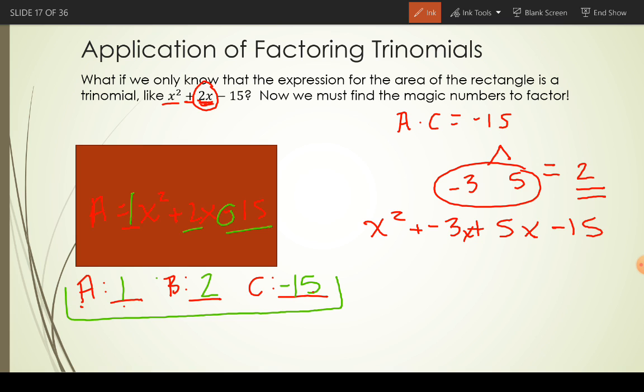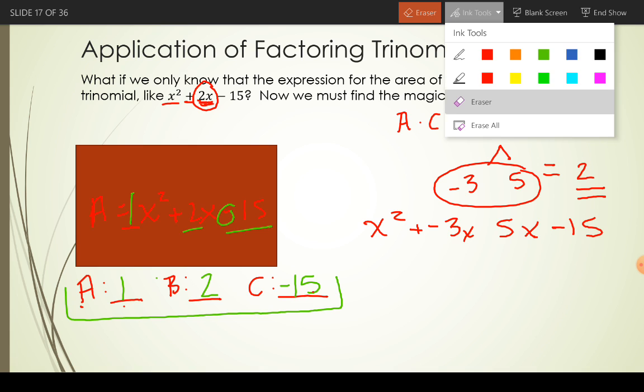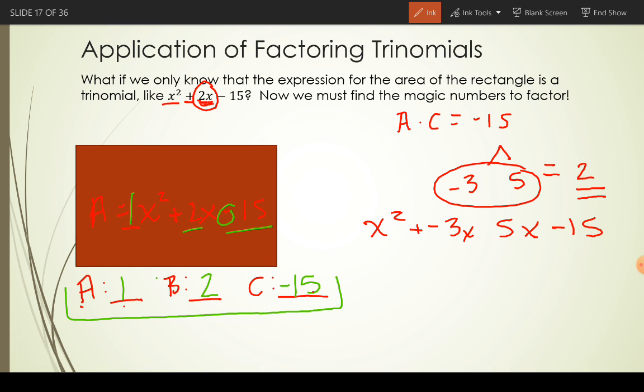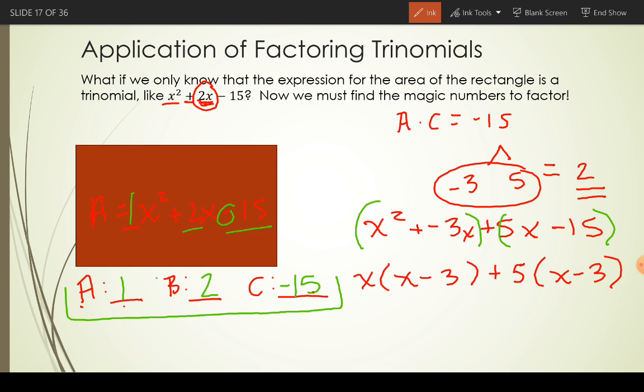Okay, so now we have 4 terms that we can factor by grouping. So I'm going to group my first 2 terms together and my second 2 terms together. Okay, and I can take out an x from my first group here. And when I do that, I'm left with an x minus 3. And from my second pair, I can take out a positive 5. And I'm left with x minus 3 when I do that.